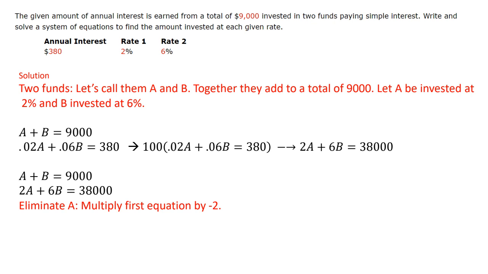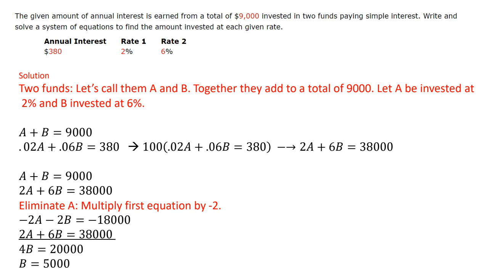All right. So when I multiply the second equation by 100, I have this nice simple equation: 2a plus 6b is equal to 3,800. So now I have these two equations that have no decimals. And let's go ahead and eliminate the a. To eliminate the a, I need to have a negative 2a here. So I'm going to multiply the first equation by negative 2. When I do that, I get negative 2a minus 2b is equal to negative 1,800.